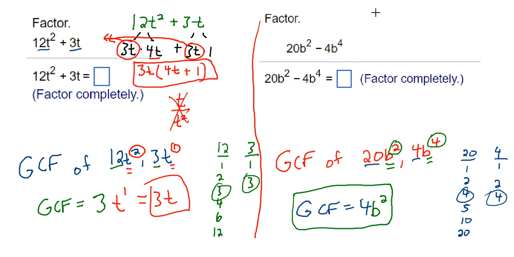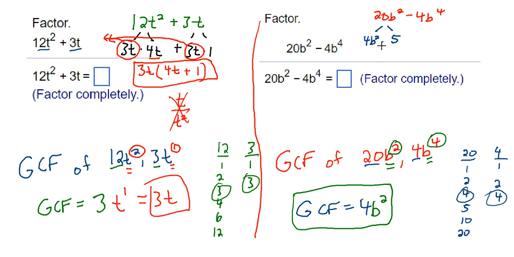Right, we can do the same thing with this one. We have 20b squared minus 4b to the 4th power. Let's go ahead and split that one up. We can split it up as we want the greatest common factor as one of the factors here. So we'll have the first one will be 4b squared times, to get to 20 we'd have to have a 5. Right, 4 times 5 gives me 20.